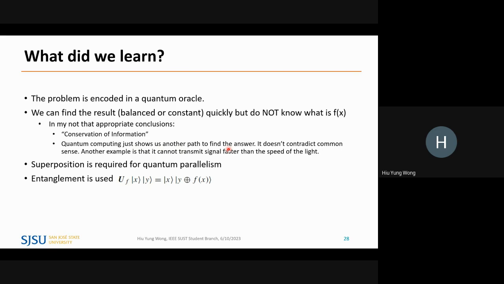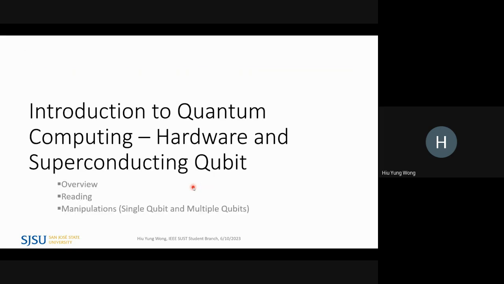And for me, it doesn't contradict common sense, right? Just like entanglement, it does not transmit information faster than the speed of light. But you already see that we need superposition for quantum parallelism. And we also need entanglement, and measurement, right? So these are things people play with to get the information.